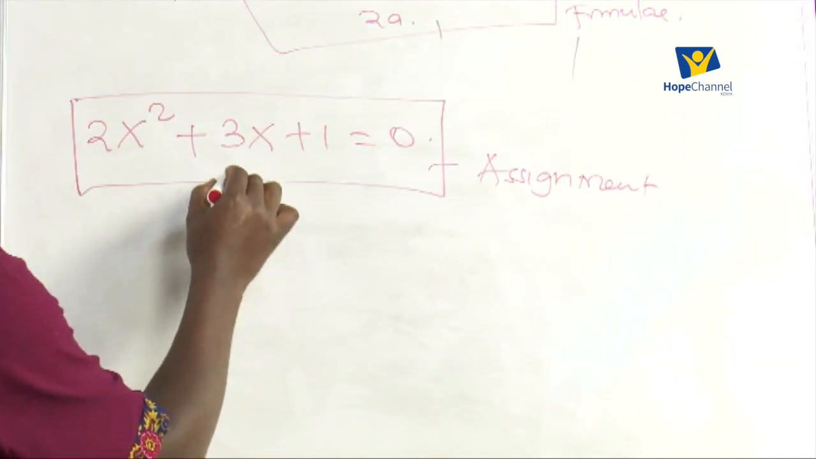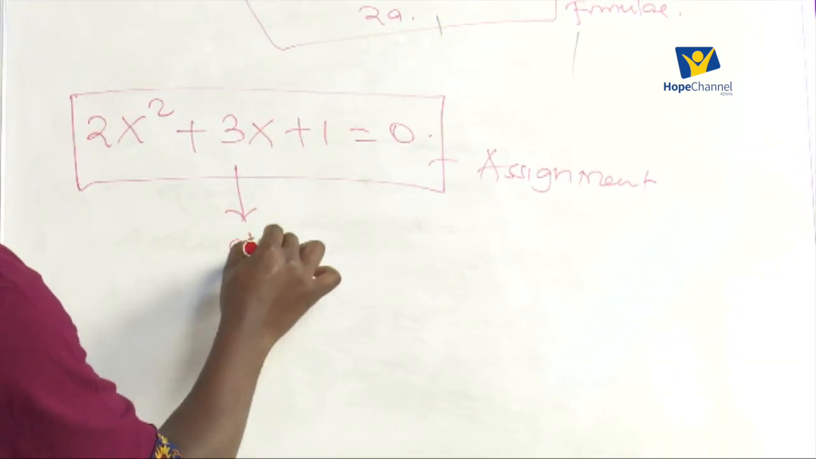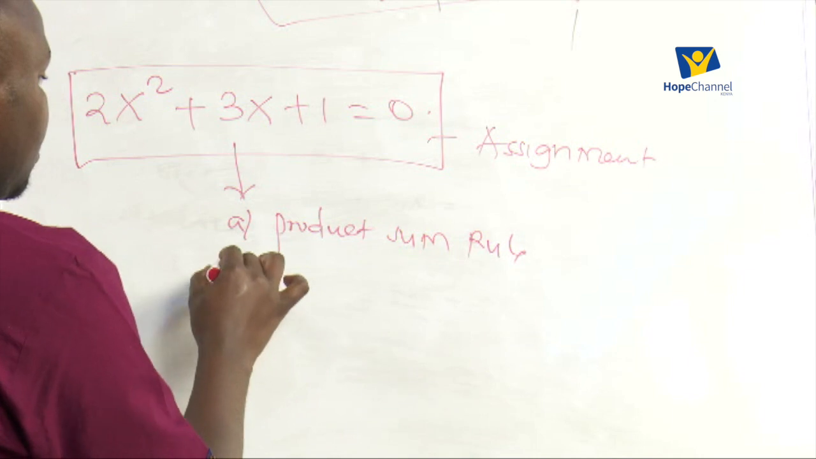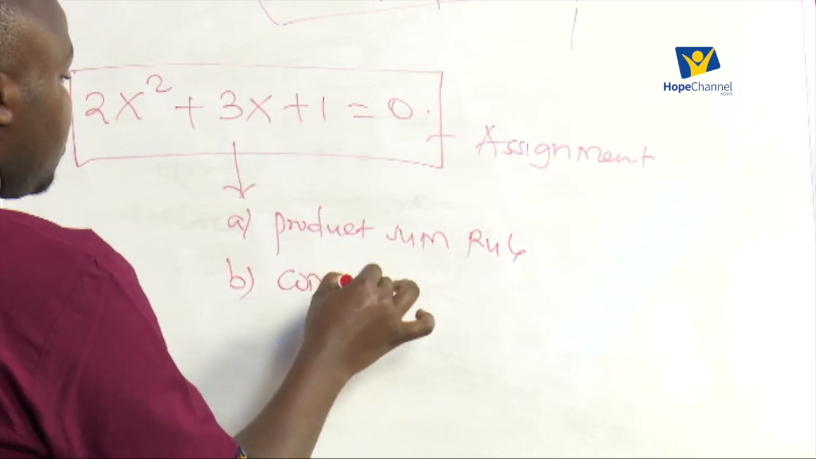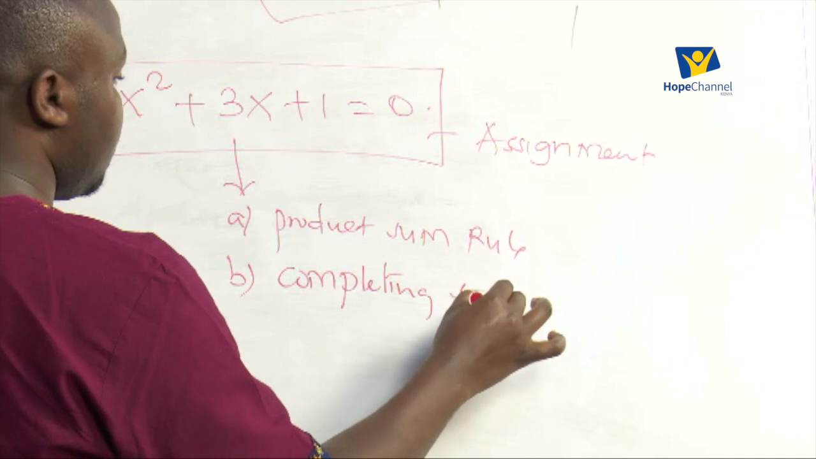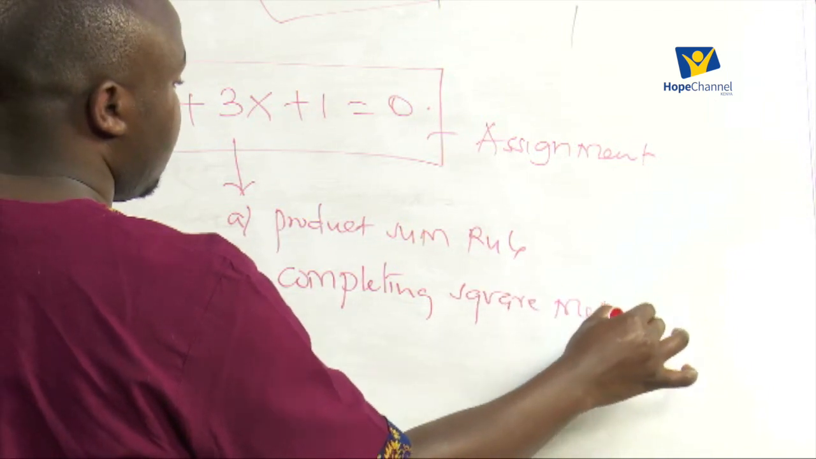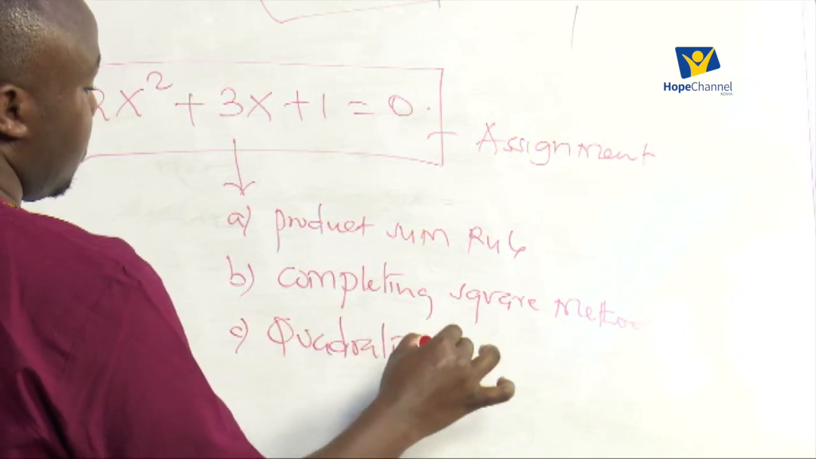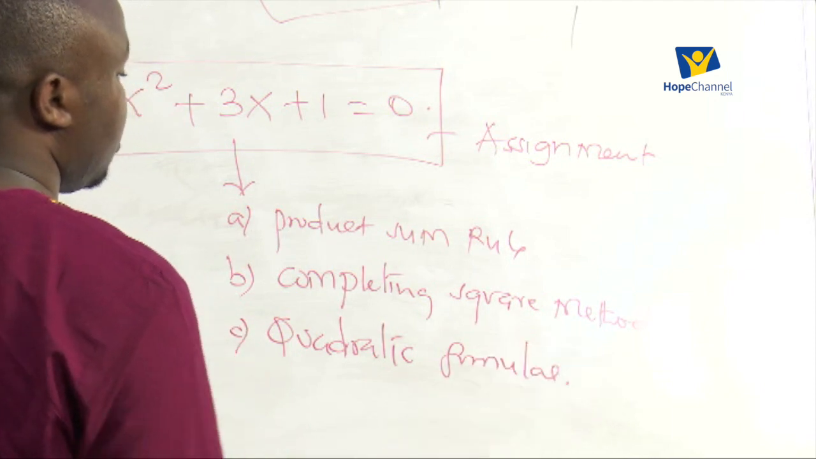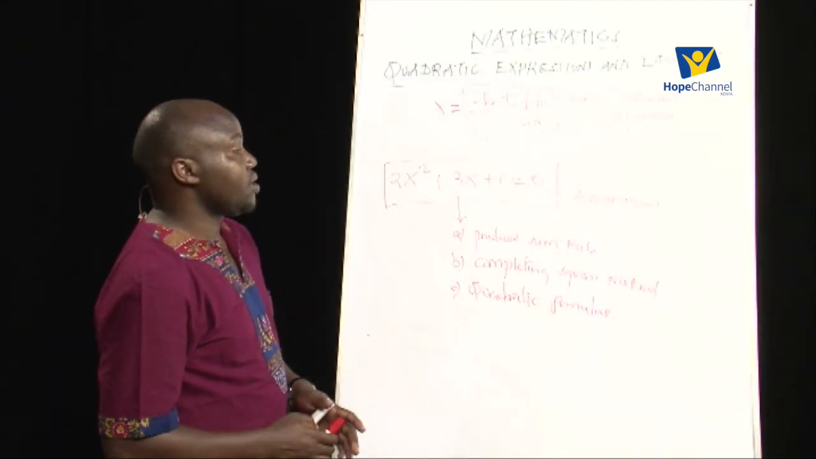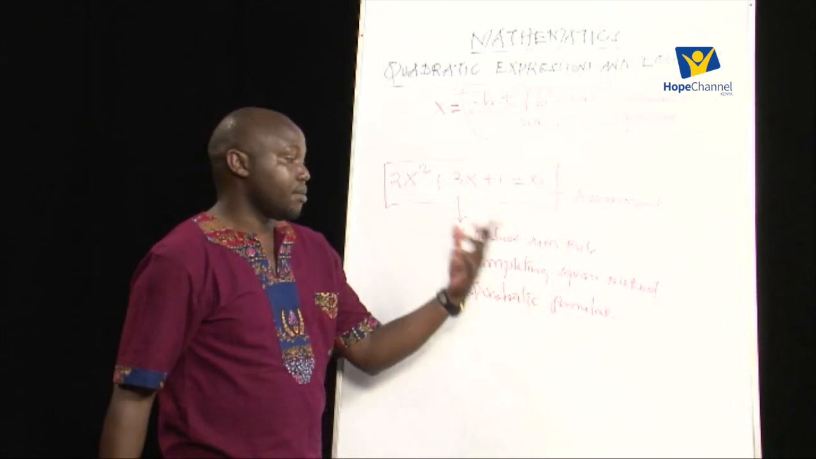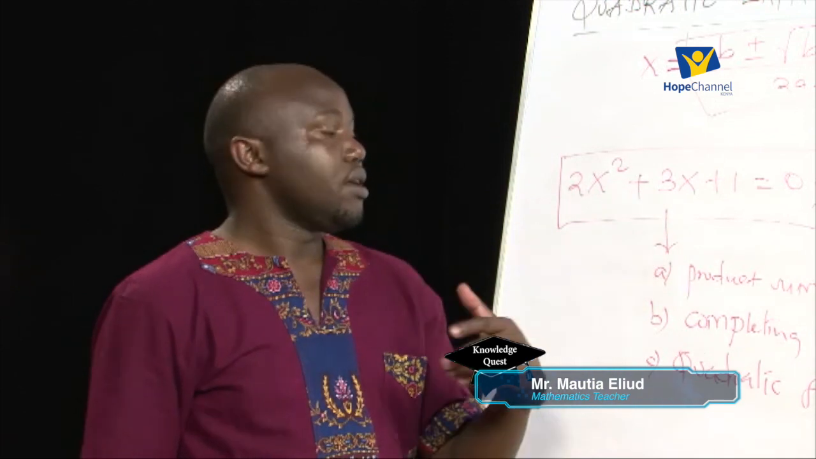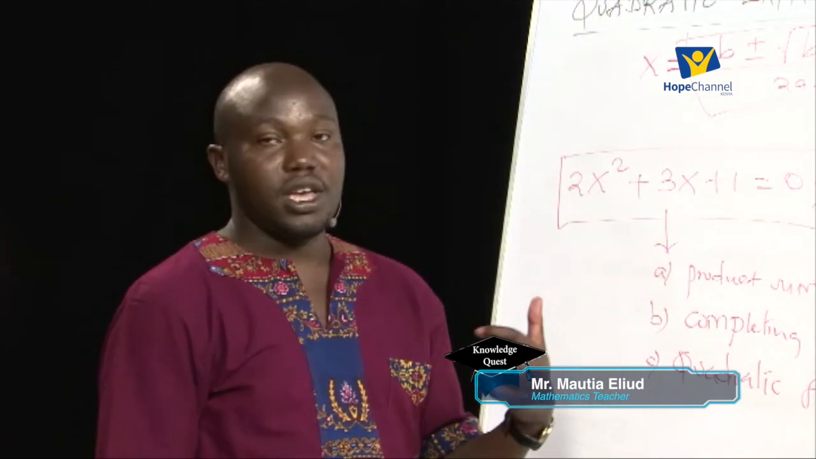For this assignment, try and use the 3 methods. Method 1, the product sum rule. Method 2 is the completing square method. And number 3 is the quadratic formula. Just try and acquaint yourself with those formulas, because in an exam situation an examiner can decide to tell you to use a specific formula. Just do it. When you get it right, the better. When you get it wrong, we are here to correct you.